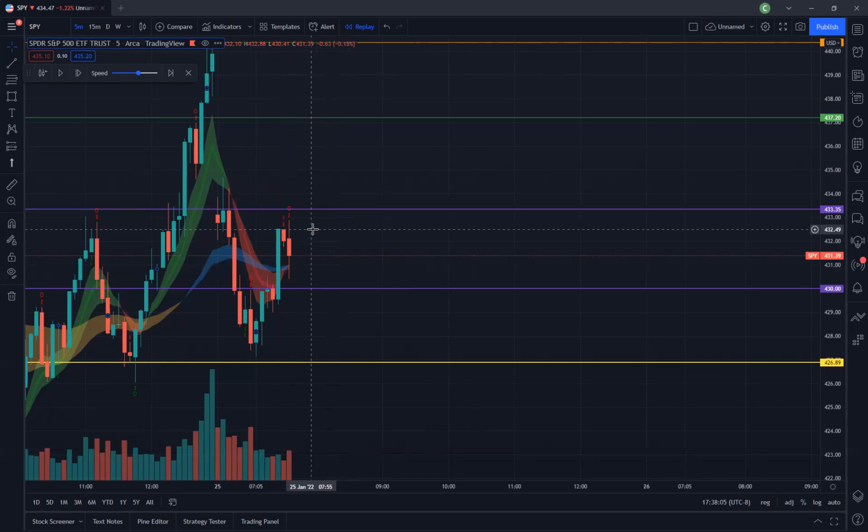Honestly, I felt this was a little bit lucky on my part. Like, I was just feeling this cloud flip. We're moving up. I missed my chance. We got back down. I missed this candle, but hey, this candle's giving me a little bit of a chance to re-enter. So I did.